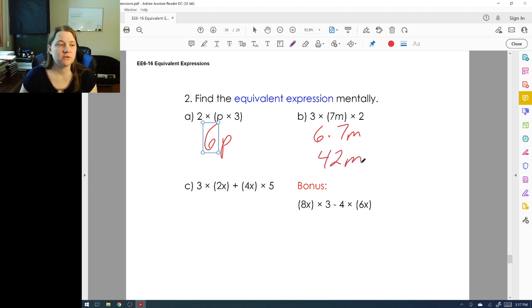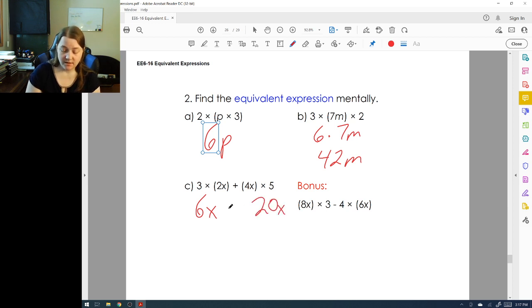That would be 42m. Then we get into letter C, where we have multiplication grouped up, and then another multiplication group up, separated by that addition sign. 3 times 2x is 6x. 4x times 5 is 20x. If we add 6x's plus 20x's, we get 26x's.